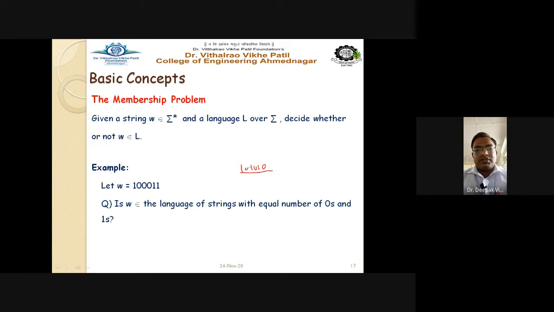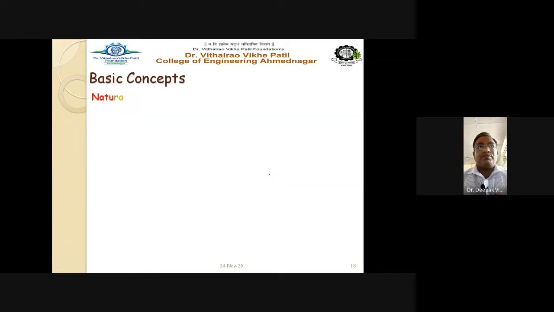If the pattern of the strings is in this particular manner, then we have to define the language. So it is the language having equal number of 1s and 0s. This is the way we are going to define the language, and we have to say that yes, this particular string belongs to the particular language. That is nothing but the membership problem, or we can say that the string is a part of the language.